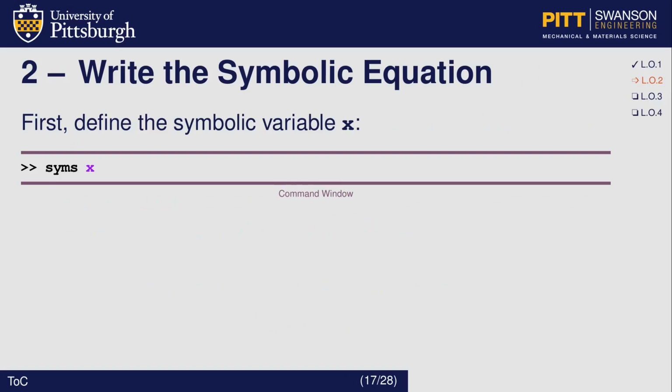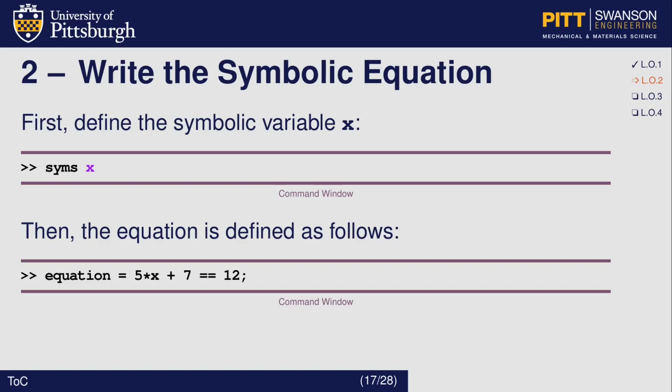First, we define the variable as a symbol using the syms command and the variable name x. Then the equation can be defined as follows. The equation is equal to 5 times x plus 7, which is equal to 12.